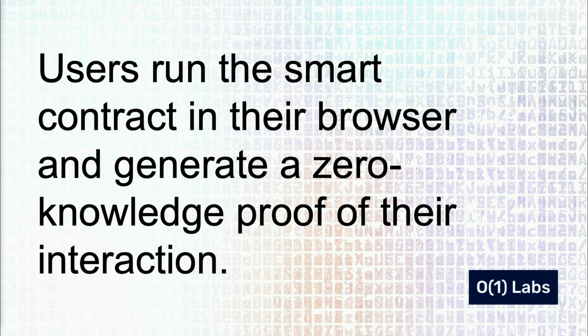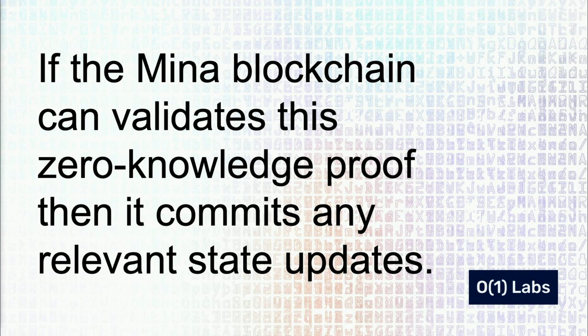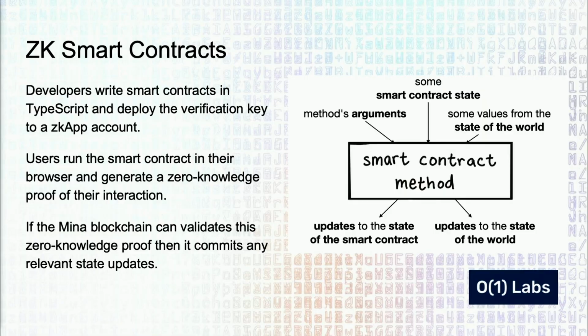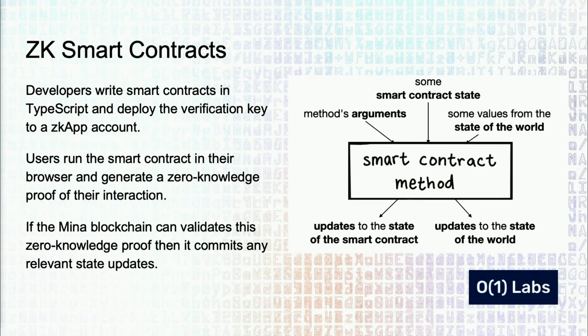So the user runs a smart contract in their browser, and they generate a zero-knowledge proof. And then they send it to Mina. And if the transaction is valid, or if the proof is valid, then all the associated state updates are committed. Let's go back one. Into our proof, we get contract state, the arguments, and the state of the world. If the proof is valid, then we get updates to the state of the world and the smart contract state. So those are committed if the proof is validated by the Mina blockchain. Here's a rehash of that.